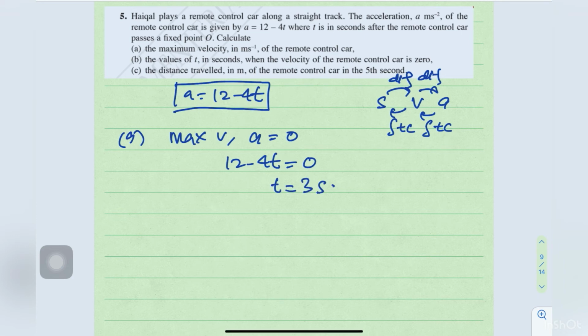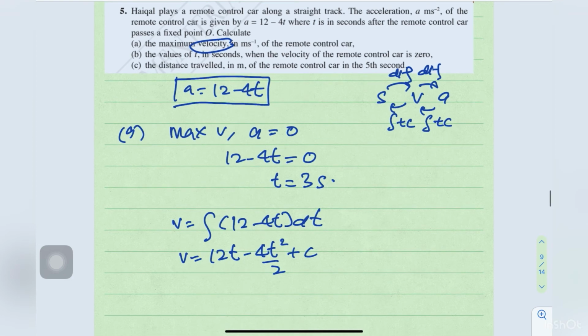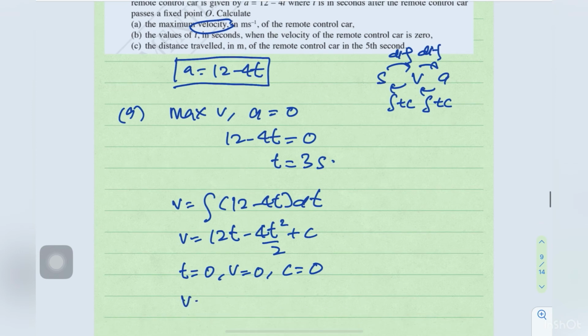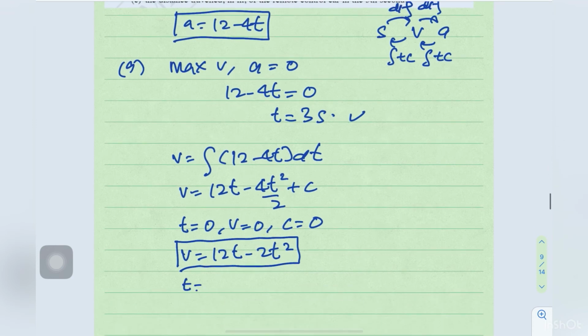So we need to substitute t equals 3 into velocity. To find velocity from acceleration, we need to integrate 12 minus 4t dt. So v equals 12t minus 4t squared over 2 plus c. Since no information is given in the question, we assume when t is 0, v is 0, so c equals 0. Then v is 12t minus 2t squared. So V is maximum when t equals 3. Substitute t equals 3: V equals 12 times 3 minus 2 times 3 squared, which equals 18 meters per second.